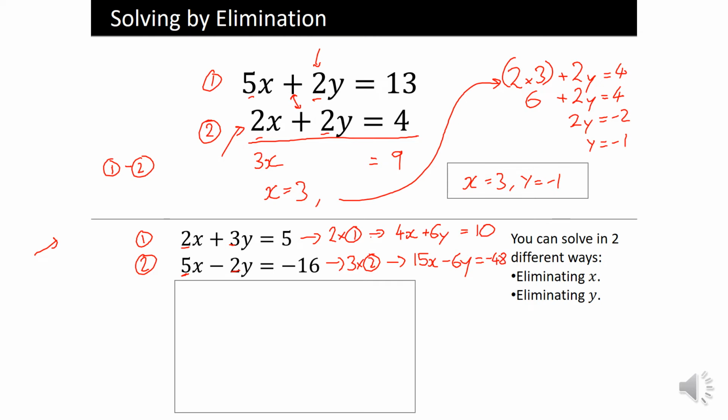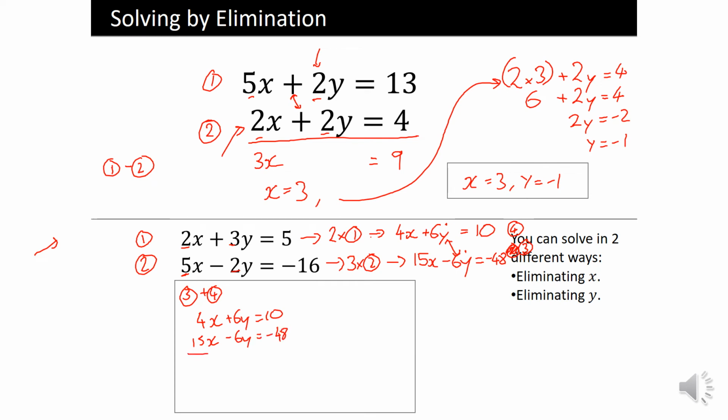Okay, so you can see now our y coefficients are 6 and 6, so it's now like the sort that we did before. So I'm going to relabel these equations 3 and 4 with our new ones. In order to get them to match, we're going to add them, because we've got a plus 6 on equation 3 and a minus 6 on equation 4, so we need to add 3 and 4. Okay, so we've got 4x plus 6y equals 10, and we've got 15x minus 6y equals minus 48.